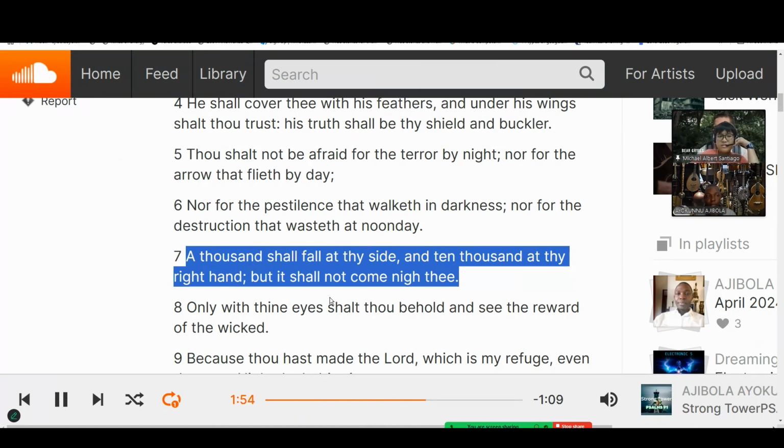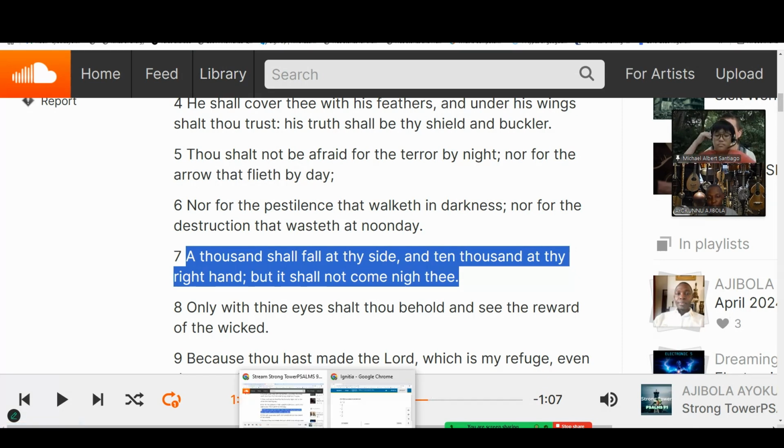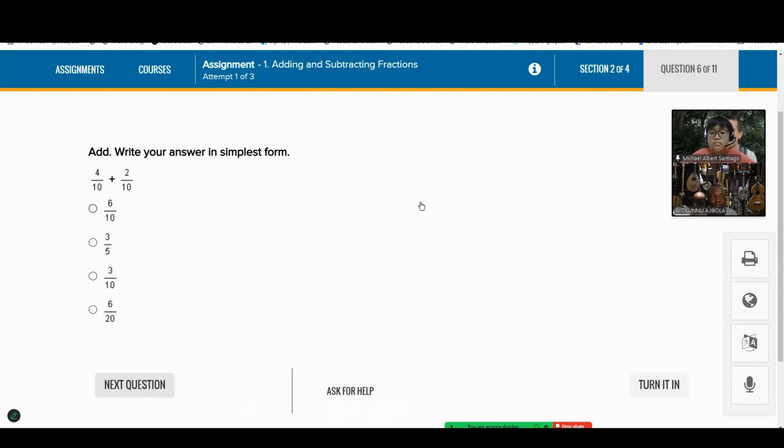In all thy ways... Wait. Something is noisy. Is it around you? No. Just leave it. Just continue. Okay, but can you hear me? Yes. So, can we continue? Yeah. Okay. So, can you find the answer to this question? What is 4 plus 2?